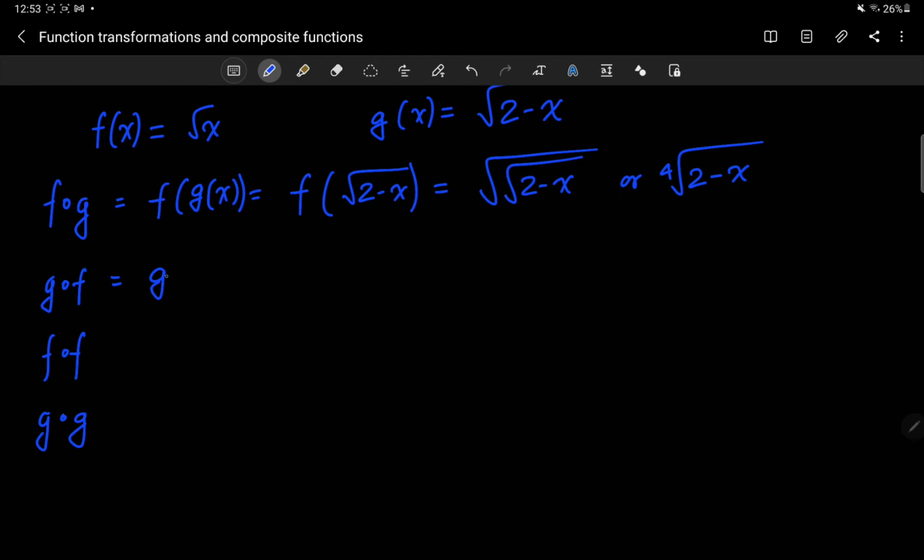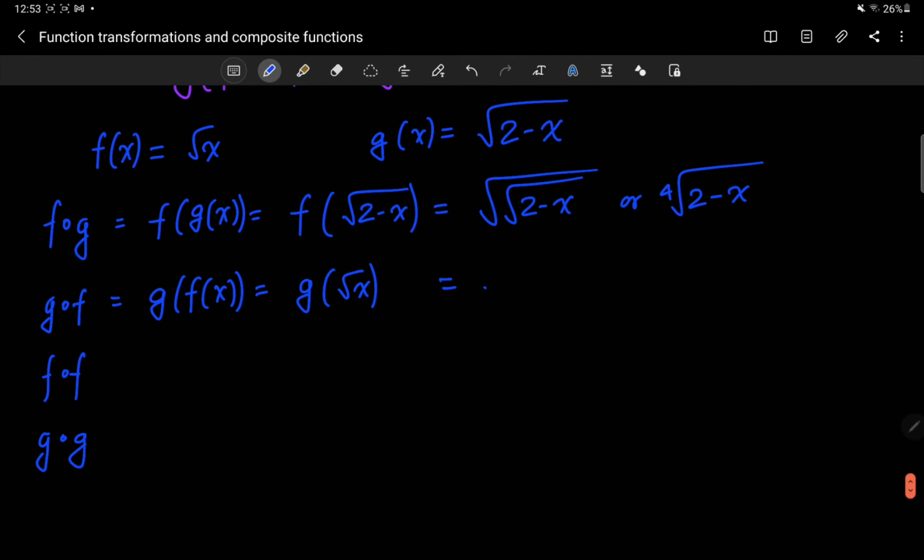G of f implies that I evaluate f first. F by definition is square root of x. So when square root of x is applied to g, this becomes the square root of 2 minus square root of x. So you can see these are two quite very different functions.